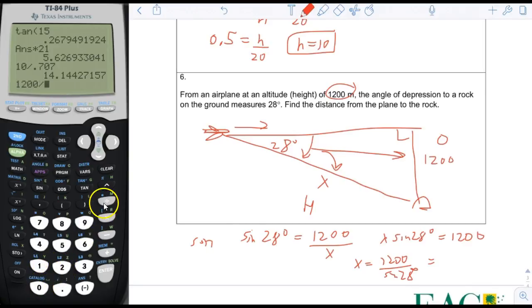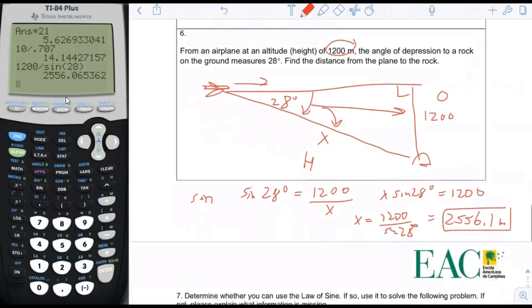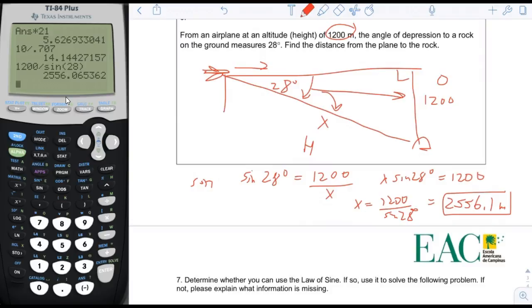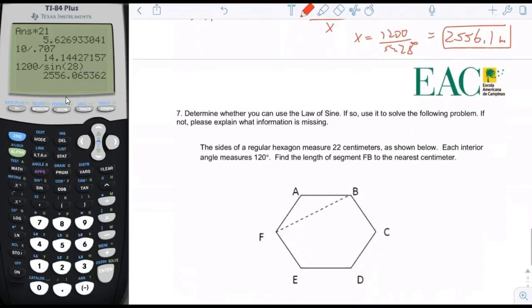1,200 divided by the sine of 28 degrees is equal to 2556. Let's check this answer to see if it's right. Yes, 2556.1. Okay, and that's meters. That's the distance to the rock there, okay? A lot of people made a mistake of saying that this angle is 28 degrees, but for the angle of depression, just remember that the pilot needs to be looking straight ahead, and the angle of depression is the angle that his eyes are going to lower through.